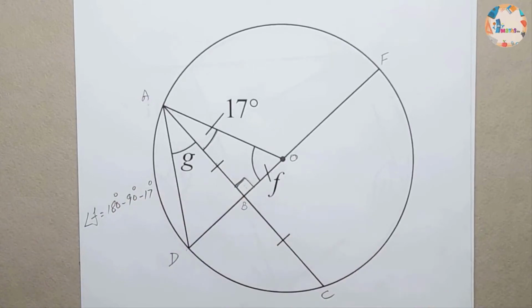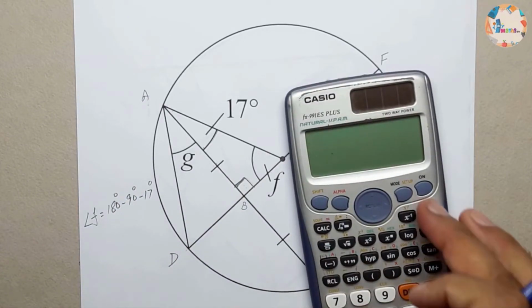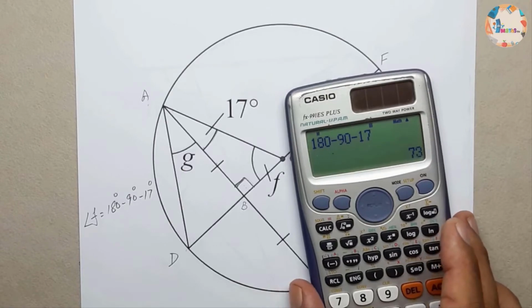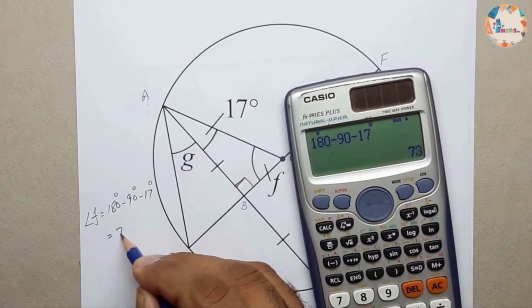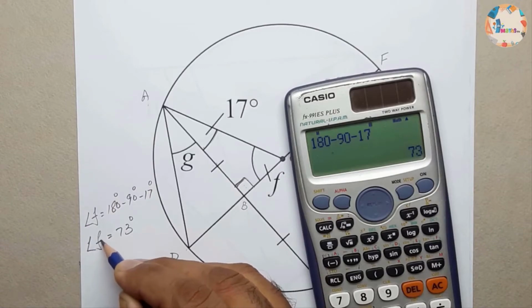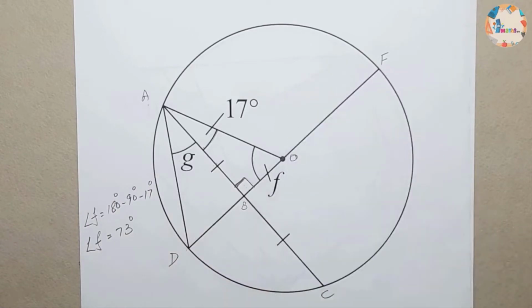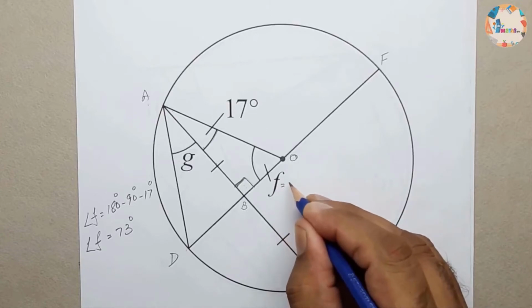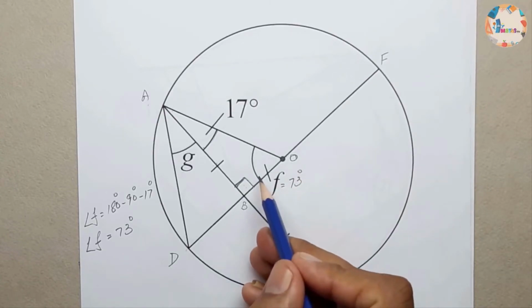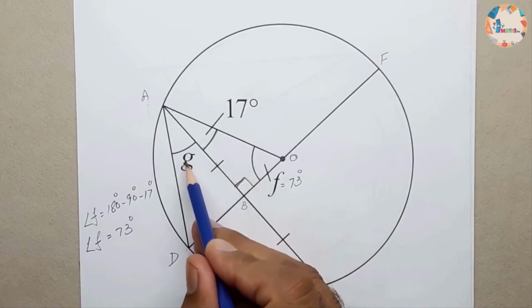These are all degrees, so we can use a calculator. 180 minus 90 minus 17 is equal to 73 degrees. So this angle F is equal to 73 degrees, which we have mentioned over here. Now our target is to find this G.